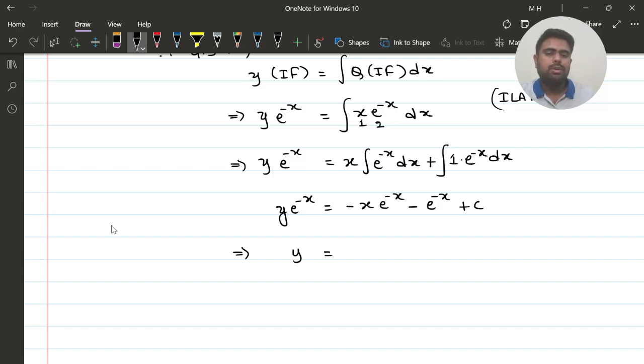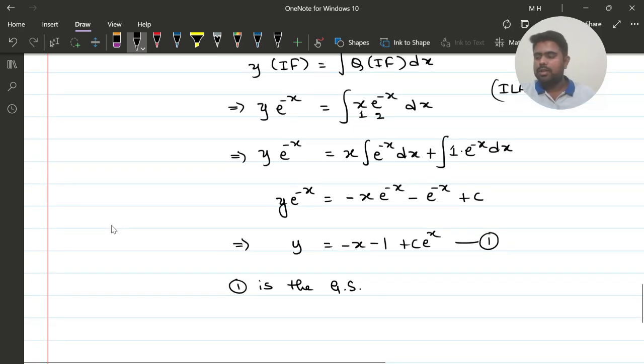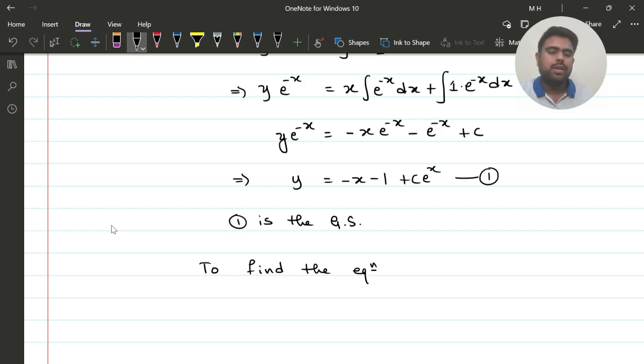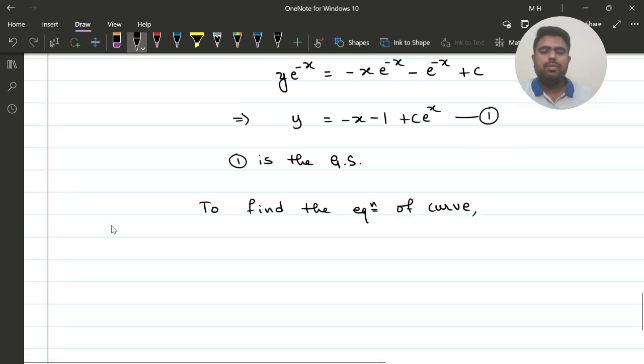So I'll get y equal to minus x minus 1 plus c e raised to x. I will call this equation 1. Equation 1 is the general solution. Now, to find the equation of the curve, or the particular solution, we have that it is passing through the origin, right?